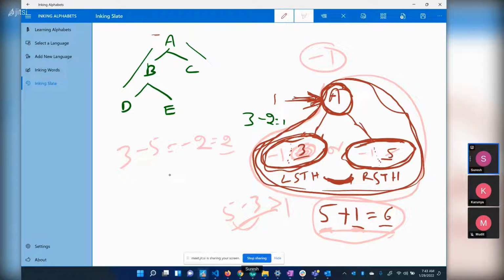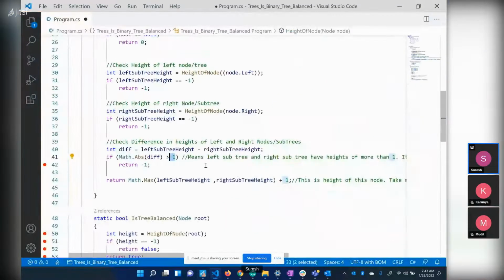Absolute value means it will ignore the minus basically, right? So now the difference between the left subtree and right subtree is 2. There is a 2-level difference. This has 3 levels, and the right subtree has 5 levels. So there we are breaking the condition of balancing, right? That's why if the difference is greater than 1, immediately return -1.